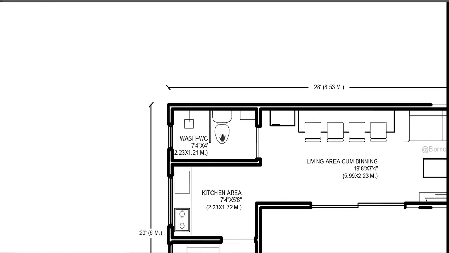So we have a common use washroom plus water closet. You can see here the wash basin, water closet and the shower area, and we have a ventilator for ventilation of this washroom. And on the left side we have the kitchen area.